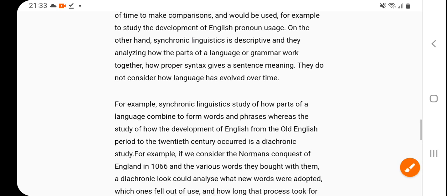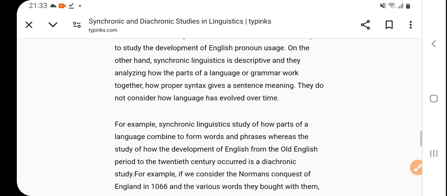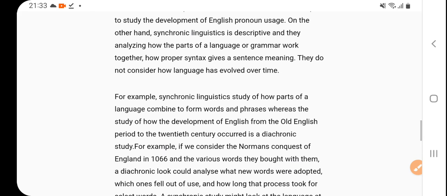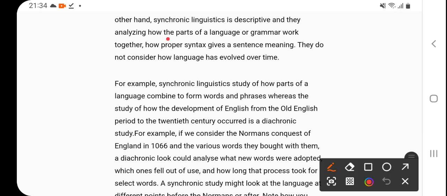On the other hand, synchronic linguistics is descriptive. It analyzes how the parts of language or grammar work together, that is, how proper syntax gives a sentence meaning, right?